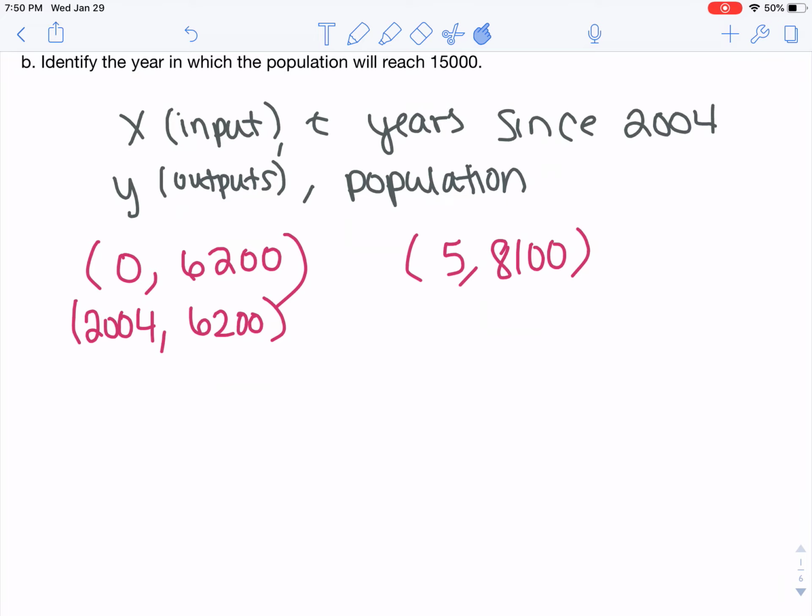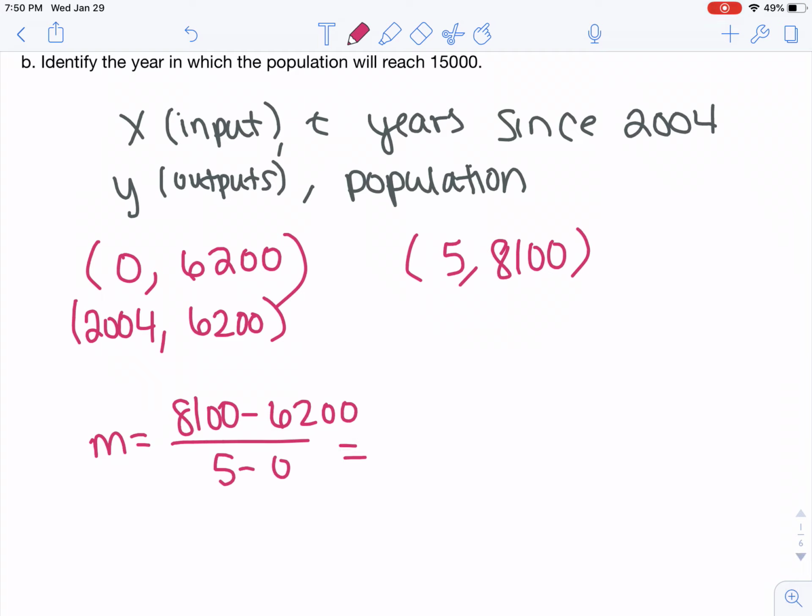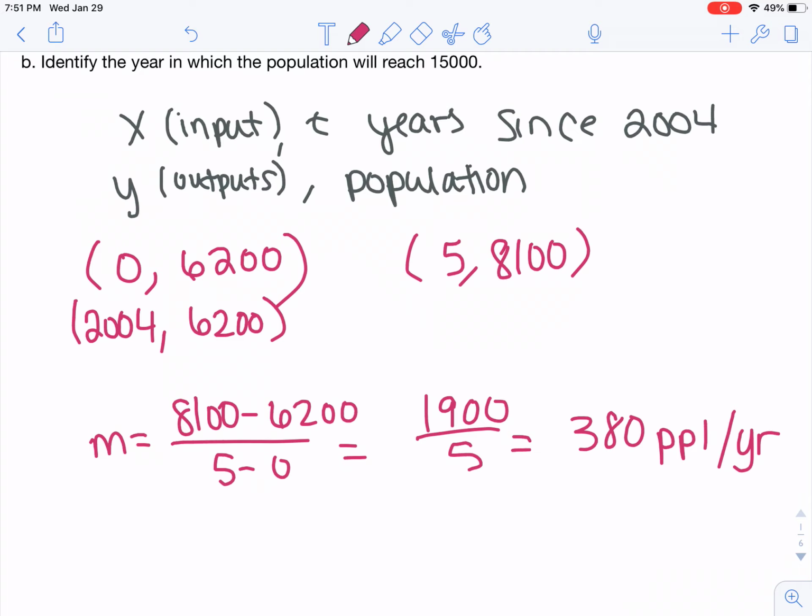So, we need to find the slope of this line, okay? Because that's going to be what that constant change is. That's what a slope is. It's what is that change in 1 year, okay? So I'm going to do my y's first, so 8,100 minus 6,200 over 5 minus 0. So on the top there, 8,100 minus 6,200, that's going to give me 1,900 over 5. And if you divide that out, you get 380 people per year. So in 1 year, the population in this town is rising by 380 people.